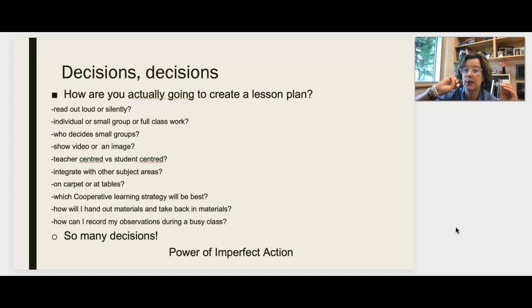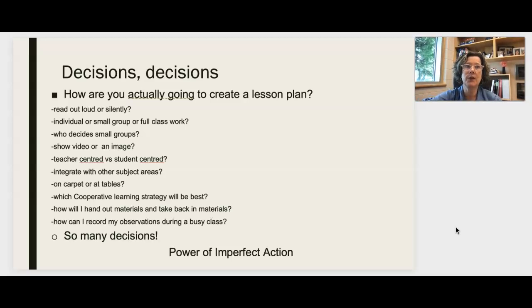Do you want to show a video or an image? Is it teacher-centered, student-centered? Do you want to integrate with other subjects? Are they going to learn on the carpet or tables? Which cooperative learning strategy would be best? How will I hand out materials and take back in materials? How can I record my observations during a busy class? So many decisions. Absolutely. I get it. There are so many decisions.